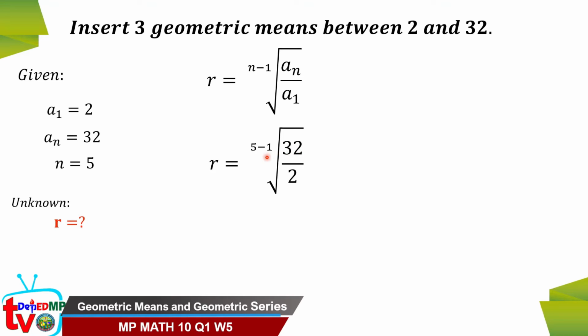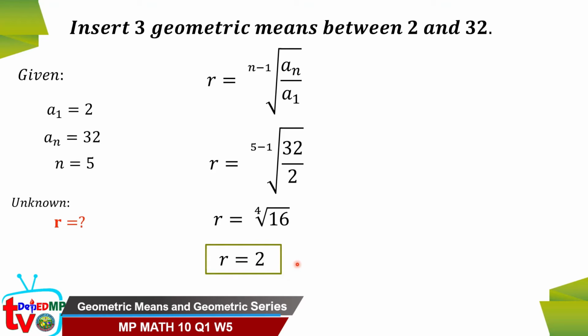So if you're going to simplify the equation, 5 minus 1 is 4, and 32 divided by 2 is 16. So we have the resulting equation, r equals the 4th root of 16. Extracting the 4th root of 16 gives us the value of r, which is 2.